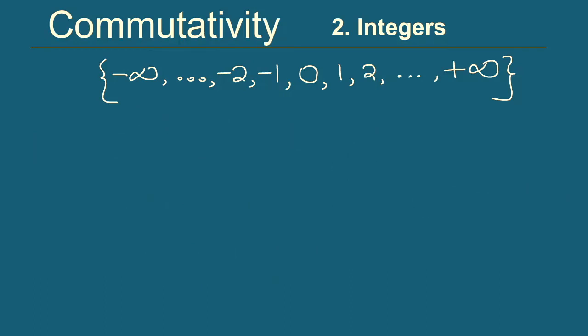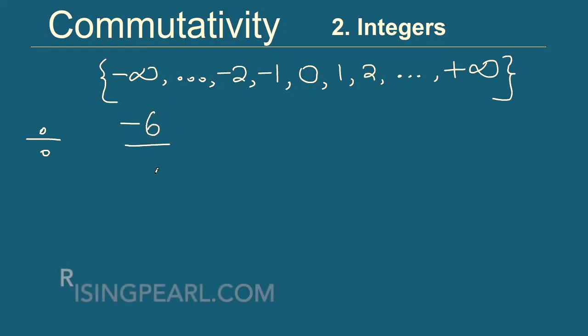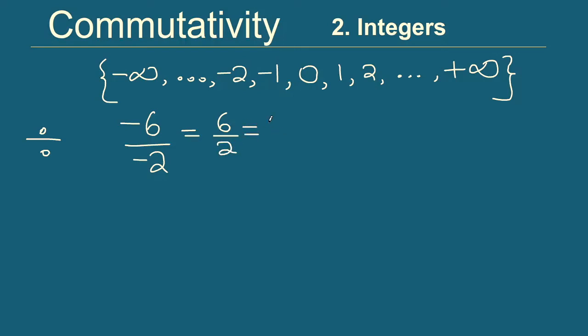Let's explore now the division operation. So let's take two integers. So let's say we have minus 6 as our first integer. We divide this by, let's say, minus 2. So these are two integers. What do we get here? This will be simply 6 divided by 2, or it will be 3.